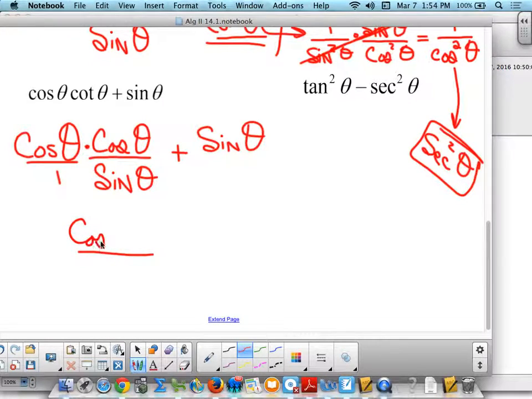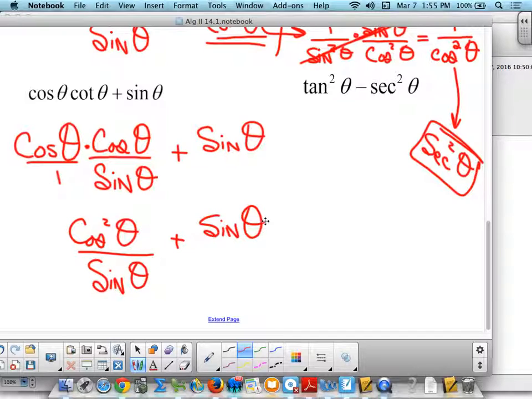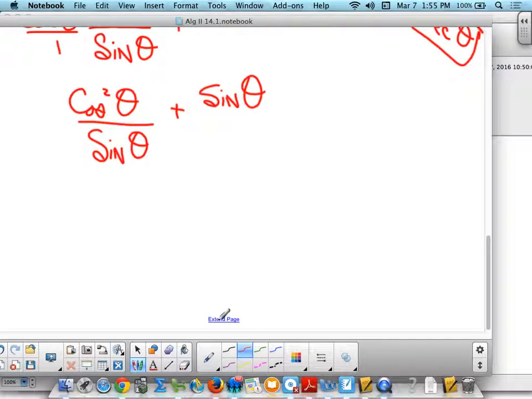Over one times sine. Okay, I don't think that was the hard part. It's pretty easy to use. The hardest part will be this. Now they want you to take a fraction plus a fraction. And back in fifth grade, your fifth grade teacher probably said, when you add two fractions, you must have common denominators. So your denominator right now is sine and 1.